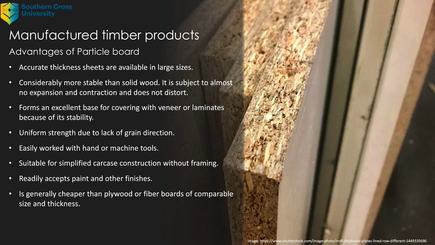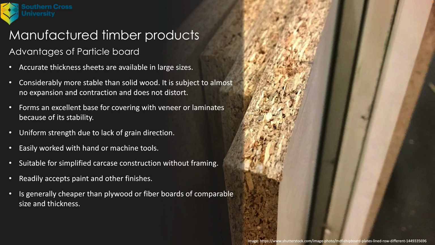The advantages of particle board. You'll find a lot of the advantages and disadvantages are fairly similar. So particle board, accurate thickness sheets are available in large sizes. It's considerably more stable than solid wood. It's subject to almost no expansion and contraction and does not distort. It forms an excellent base for covering with veneer or laminates because of its stability. So for example, when we talk about melamine, melamine is basically just particle board with a very thin paper plastic coating over it.